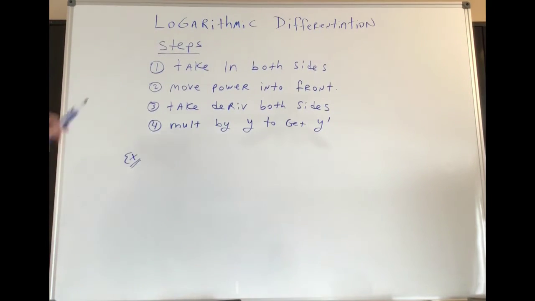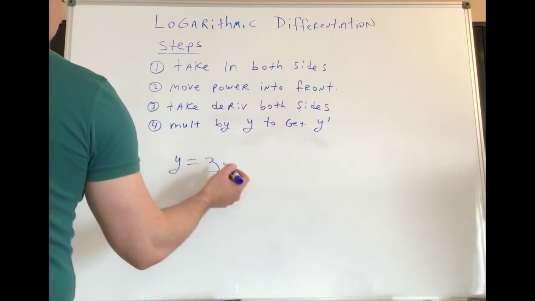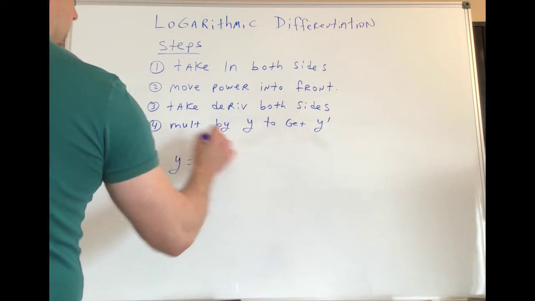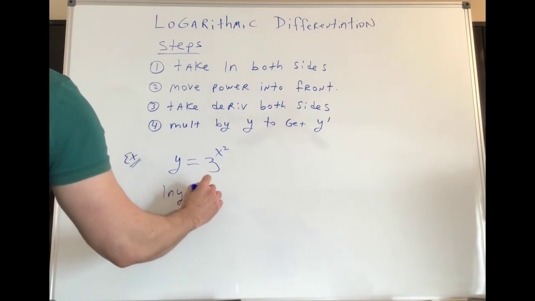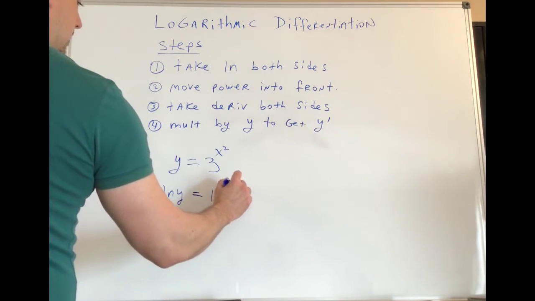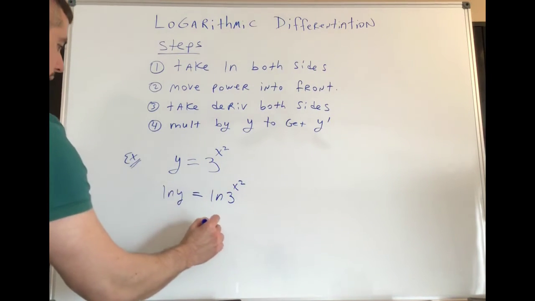Alrighty, the steps. You're going to take the natural log of both sides. The reason you do that is to take the power of the exponential function and move it into the front. Once you've done that step, then you can take the derivative. Taking the natural log of both sides is not the derivative. So again, I'm just making up a different problem here. Let's say I had something like that. My first step would be to take the natural log of both sides. Now, why did I do that? I did that so that I could use the property of logarithms to pull that power into the front.